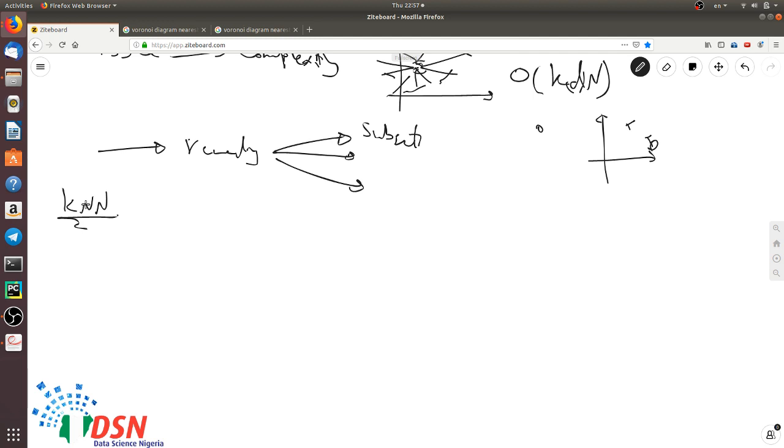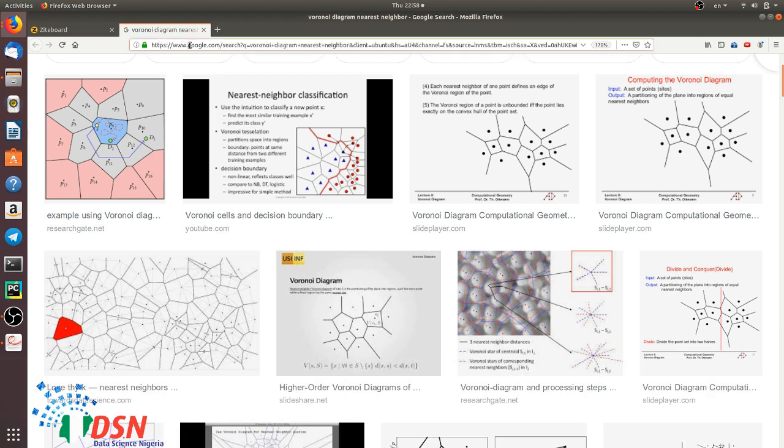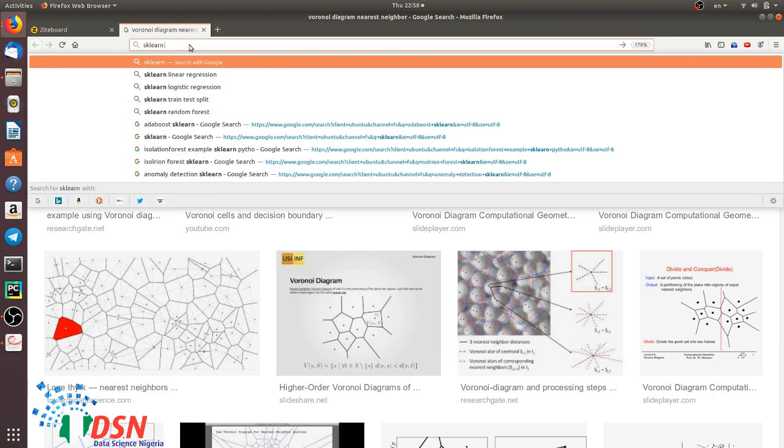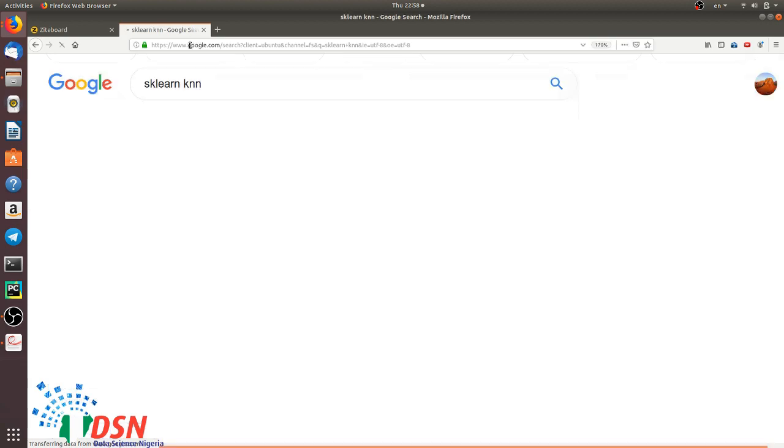So if it is very important for you to have a fast classifier, but you have a large training data, maybe KNN is not the best suit for you. But if you actually use Scikit-learn and other packages, they have optimized KNN so much to reduce the computational complexity, as we talked about the remedies in here. So let's see the example of KNN in Scikit-learn.